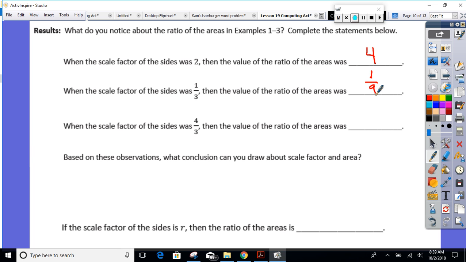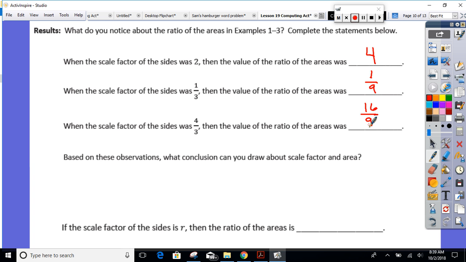Sammy, what was the value of the ratios for example 3? Good. What was that as an improper fraction? Can you change it to improper? Because that'll be easier to see. 16. Good. 16 over 9. Okay, now I want you to look at the scale factor of the sides and the ratio of the areas for each one of these examples.